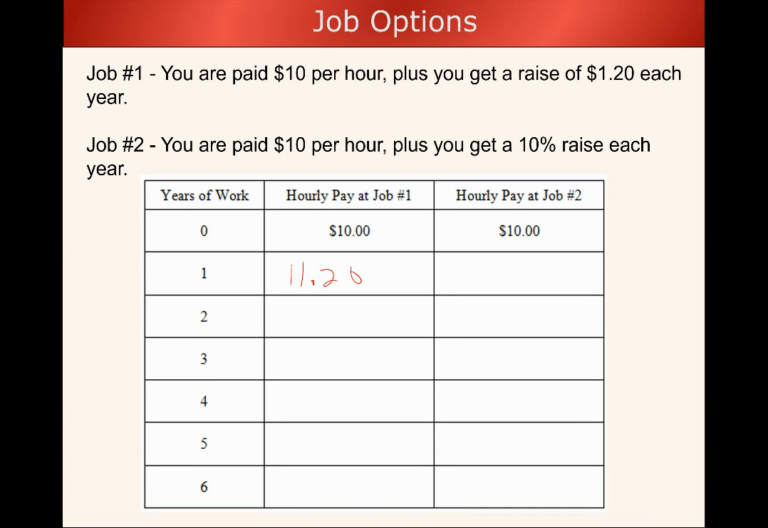And I'm just going to keep adding $1.20. Sorry, I'm just struggling to add $1.20 on my calculator. $12.40 plus $1.20 is $13.60, then $14.80, then $16, and $17.20. Not bad. 6 years in, you're making $17.20.